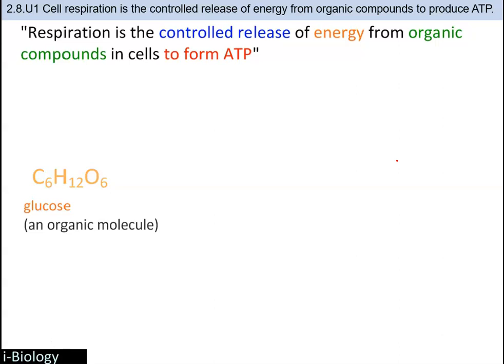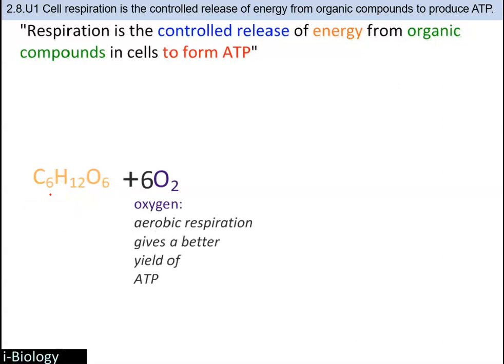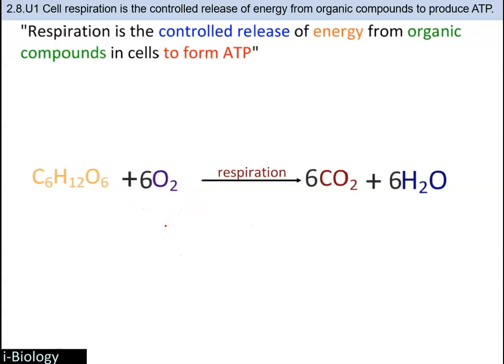Glucose as an organic molecule, the formula is C6H12O6. In the presence of oxygen, with the usage of 6 oxygen molecules, it will produce 6 carbon dioxide plus 6 water molecules. That's the formula regarding cellular respiration.